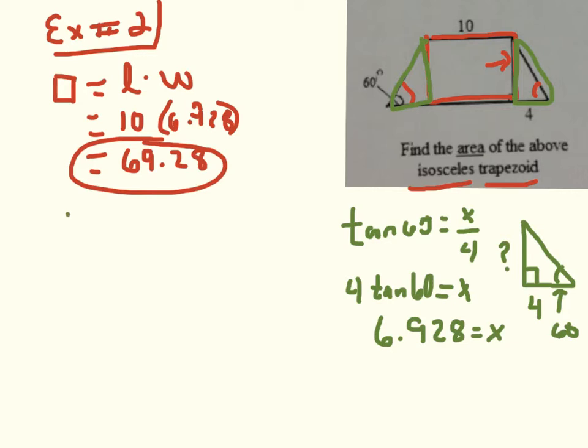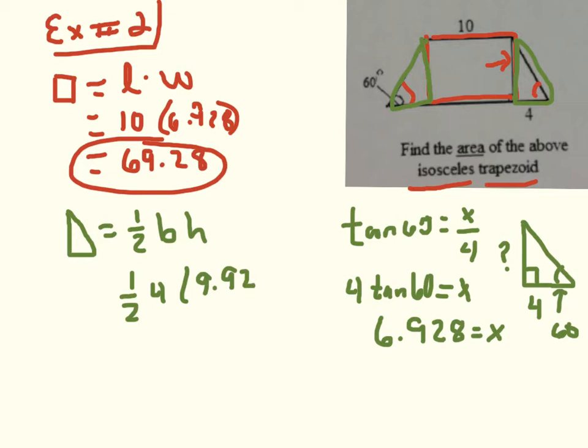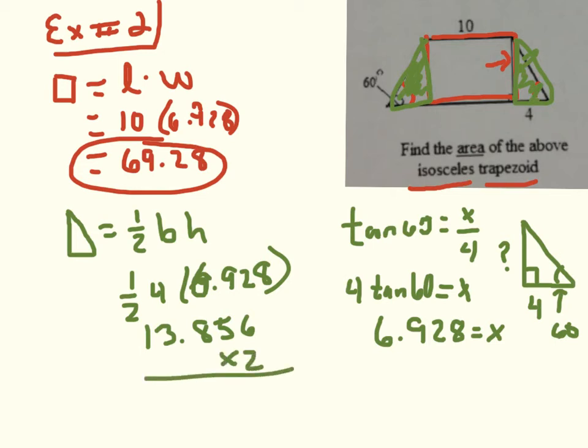And then when I change to green and I do this triangle here, triangle is 1/2 base times height. The base is 4, the height is 6.928, so it's half of 4 times 6.928. And multiplying that all out, I get 13.856. However, there's one of them over here, and there's one of them over here. So I need two of them. So you double it. And that'll give you 27.712.